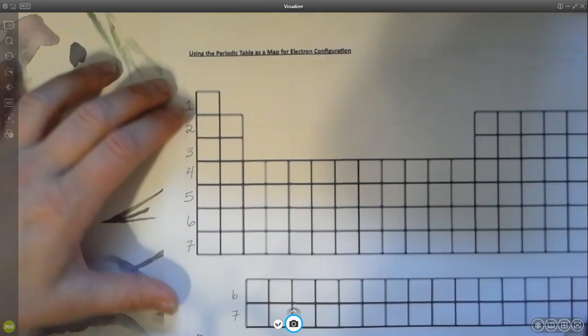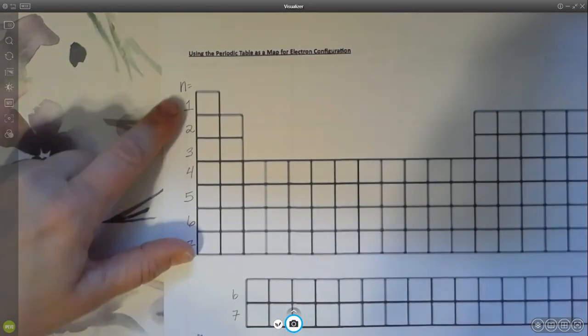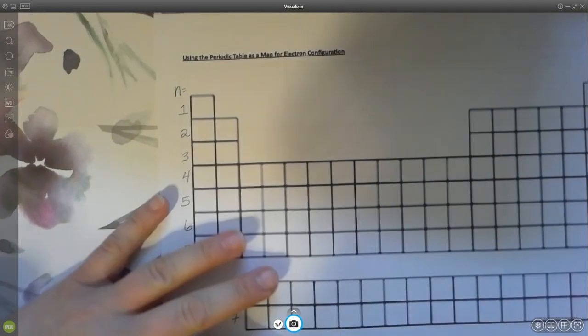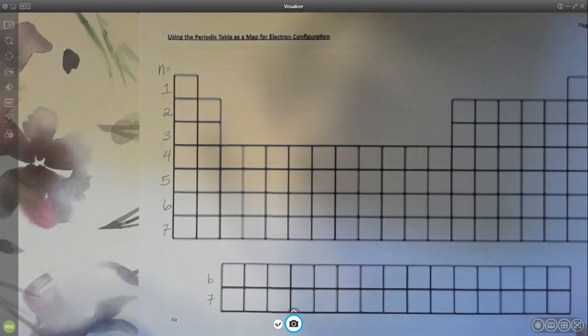Okay, so the first thing that I want to mention to you is we've already numbered 1 through 7 here. This is N, and remember N for energy level. That always helps me. Now, I'm using a blank periodic table. You might have a periodic table that has the elemental symbols on it, and that's great. And so let's work with that.